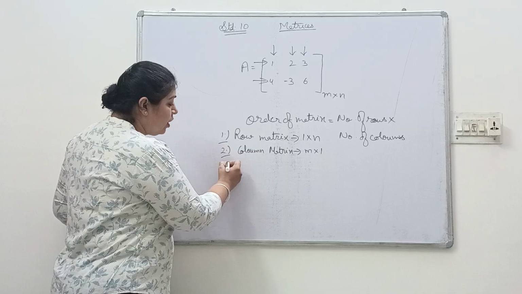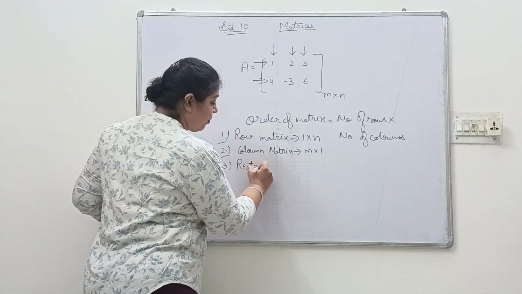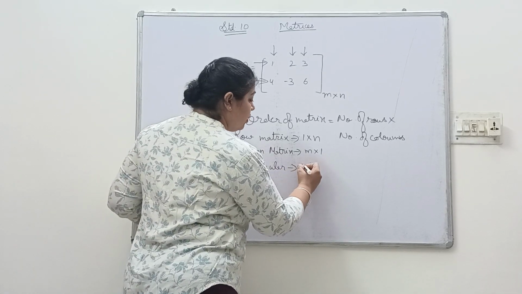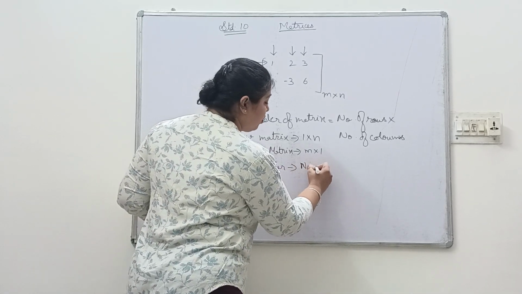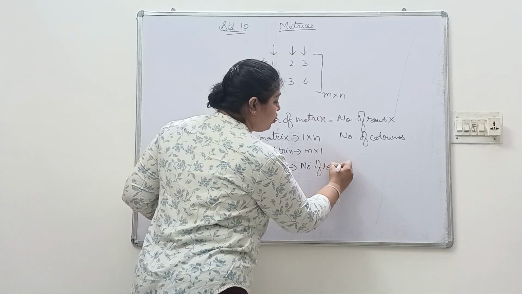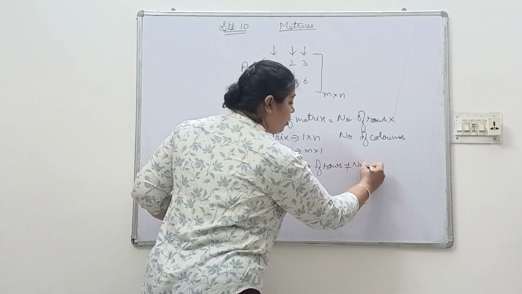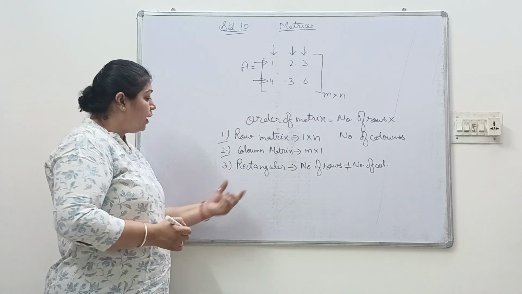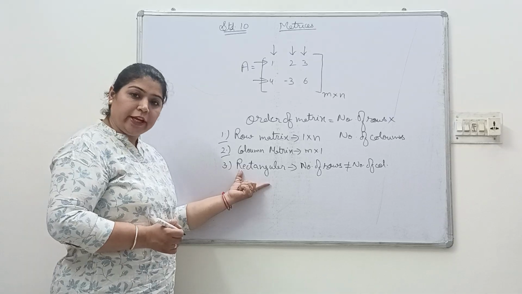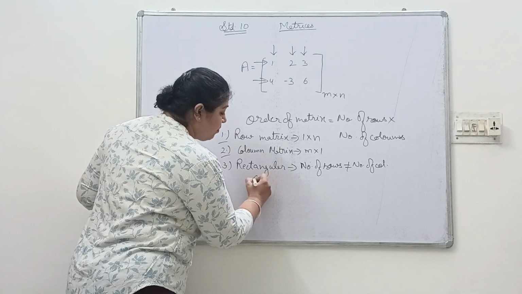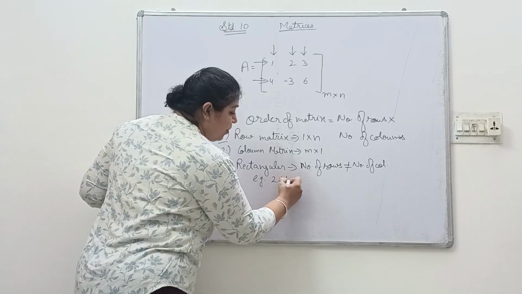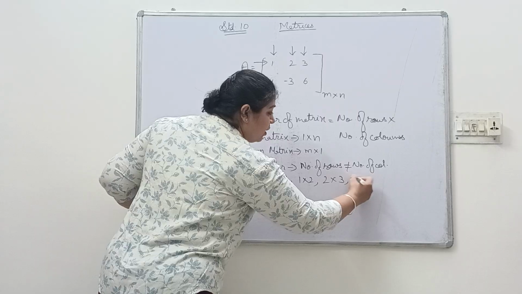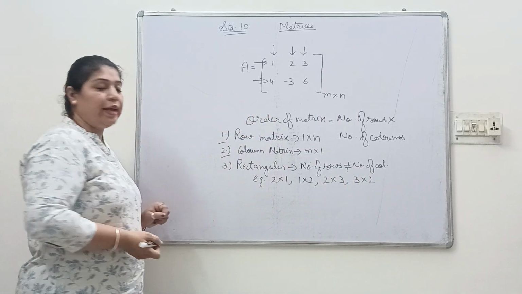The next one is the rectangular matrix. When the number of rows is not equal to the number of columns, then the matrix is known as a rectangular matrix. For example, 2 by 1, 1 by 2, 2 by 3, 3 by 2, and so on.